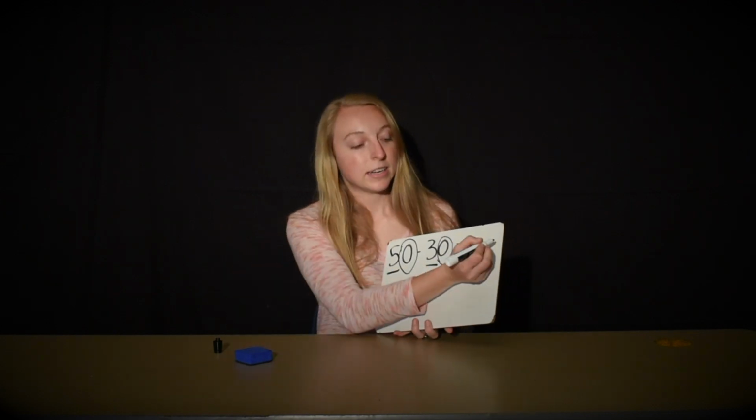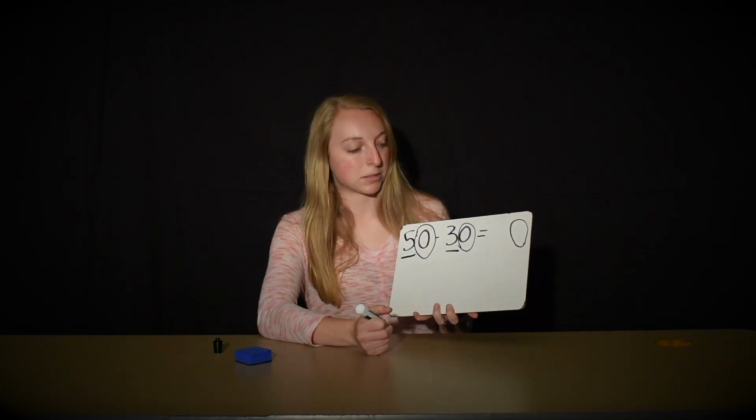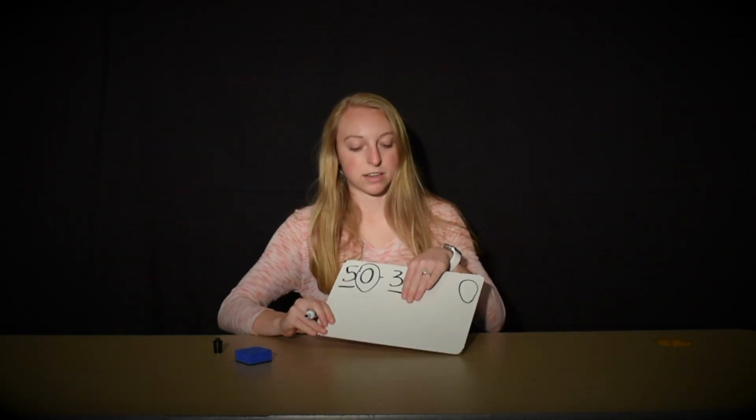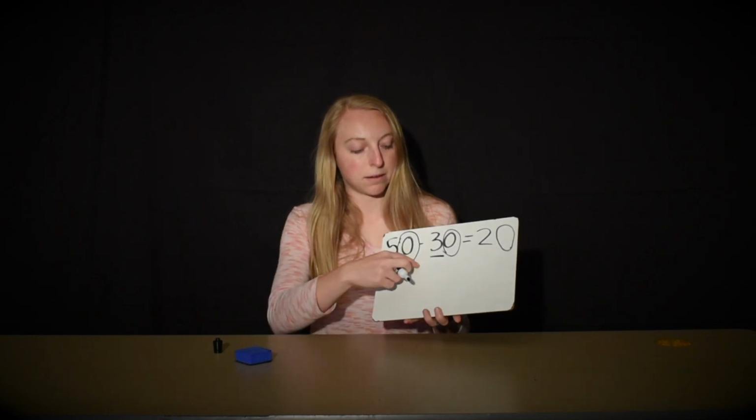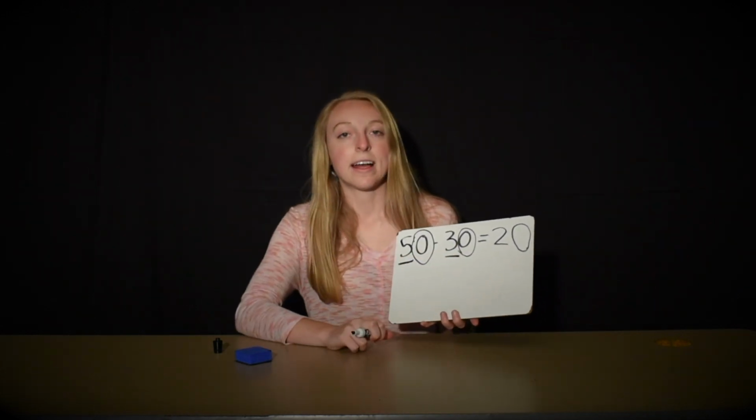We're left with 0 minus 0. We know that 0 minus 0 is still 0. So I'm going to put a 0 all the way over here in our ones place. Okay? Now we're done with our ones. So let's cover up our ones and let's look at our tens. Now we have 5 minus 3. 5 take away 3 is what? Very good, 2. So I'm going to put a 2 in our tens place. So we know that 50 minus 30 equals 20. That is how you can solve the problem using tens and ones.